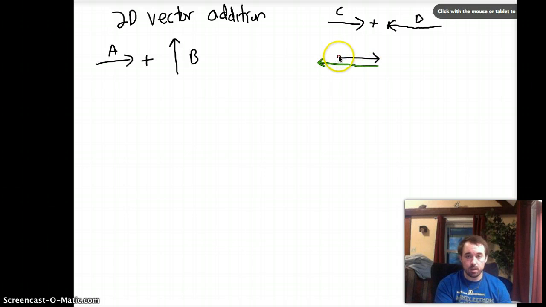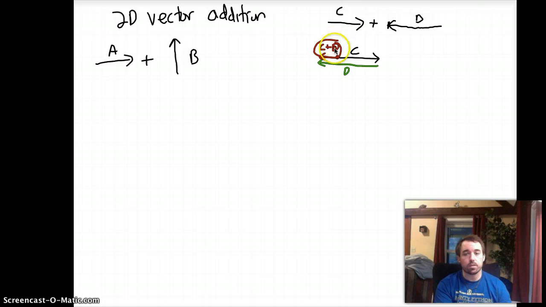And then our result was from the start of our first vector, which was vector C, to the tip of our final vector. So this would be vector C plus D. So this is our result, whatever the actual case was. If C were 5 and D were 7, C plus D would be 2 to the left. So that's 1D. I think everybody was doing pretty well with that.